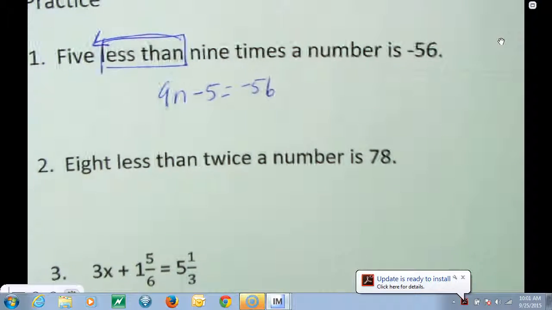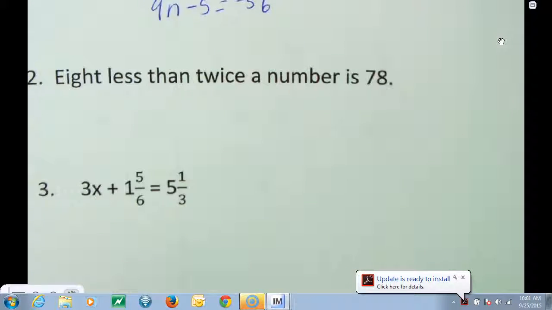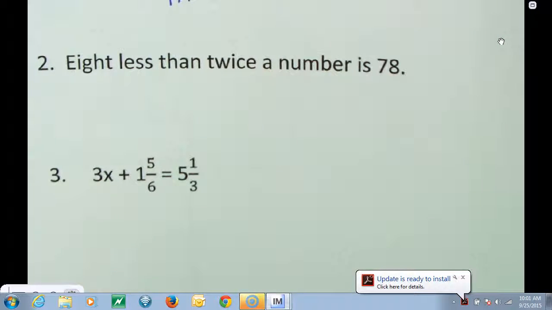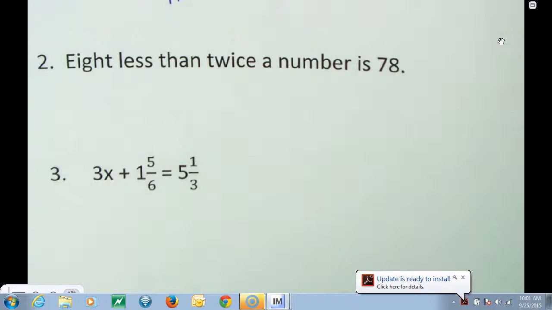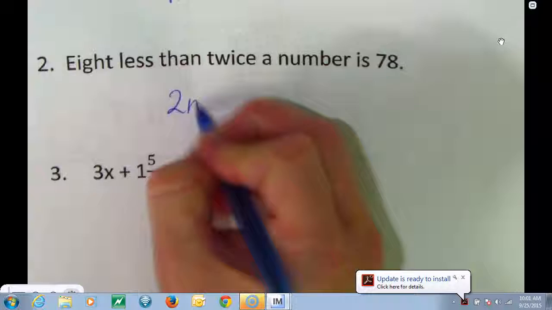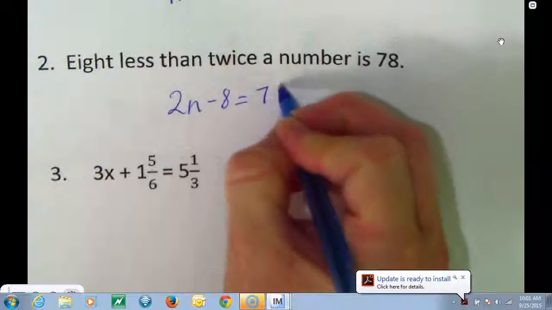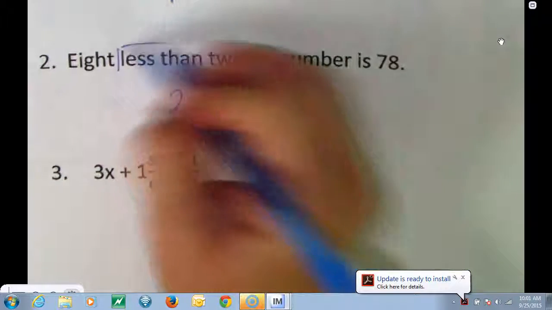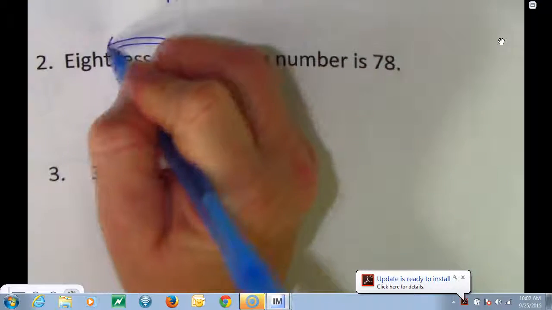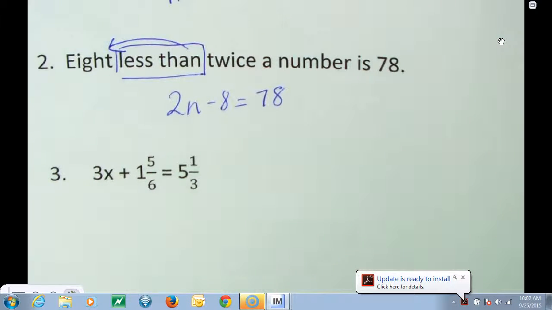So number 2, as I read, you write 8 less than twice a number is 78. It's less than again. When it's less than, you have to write it backwards.